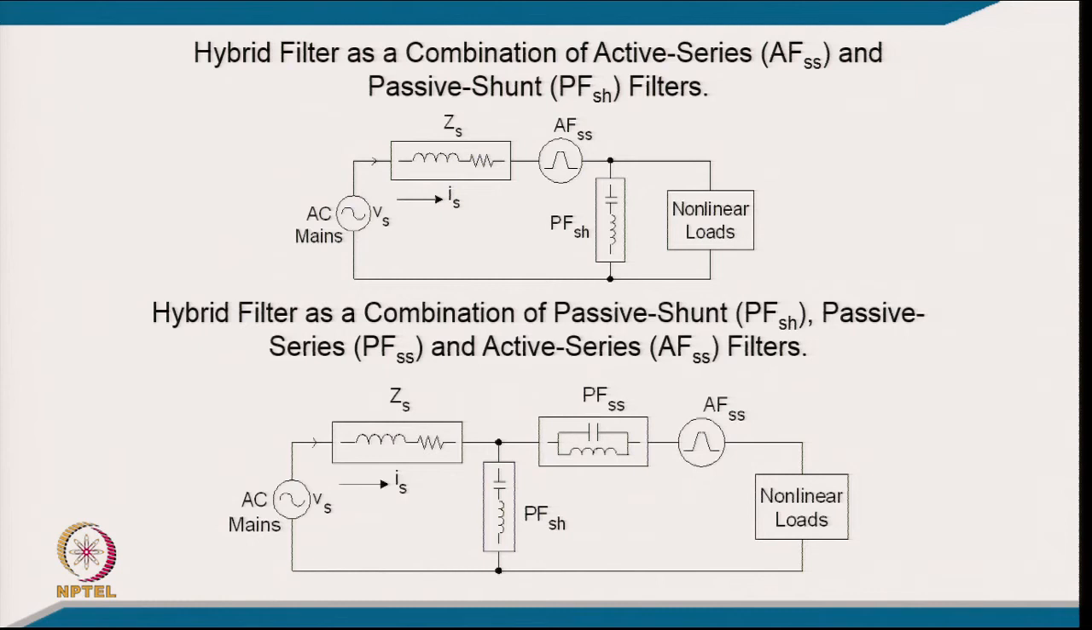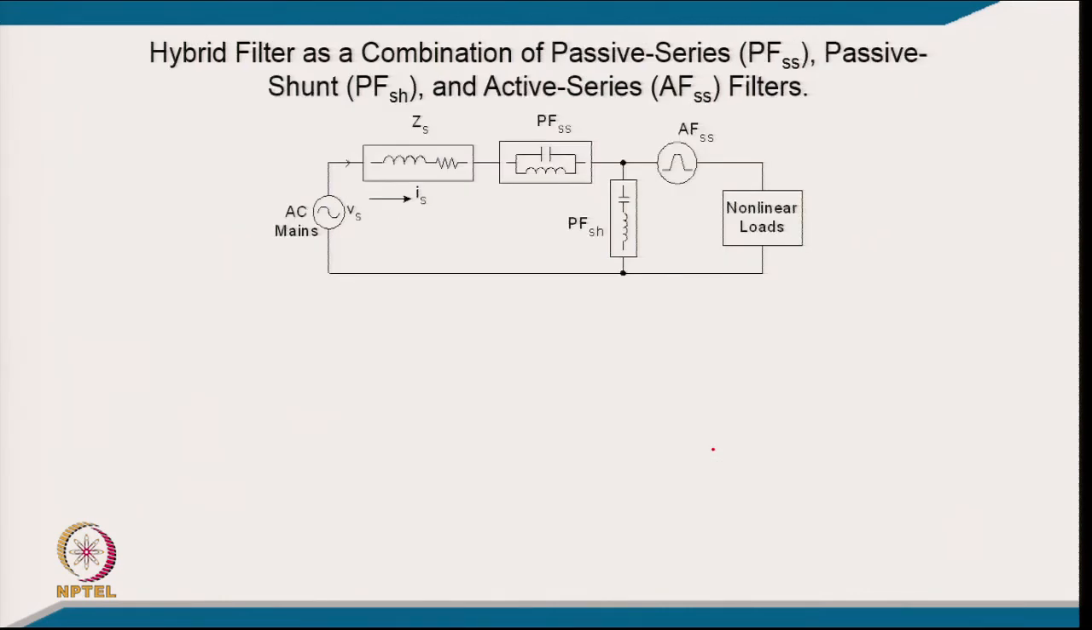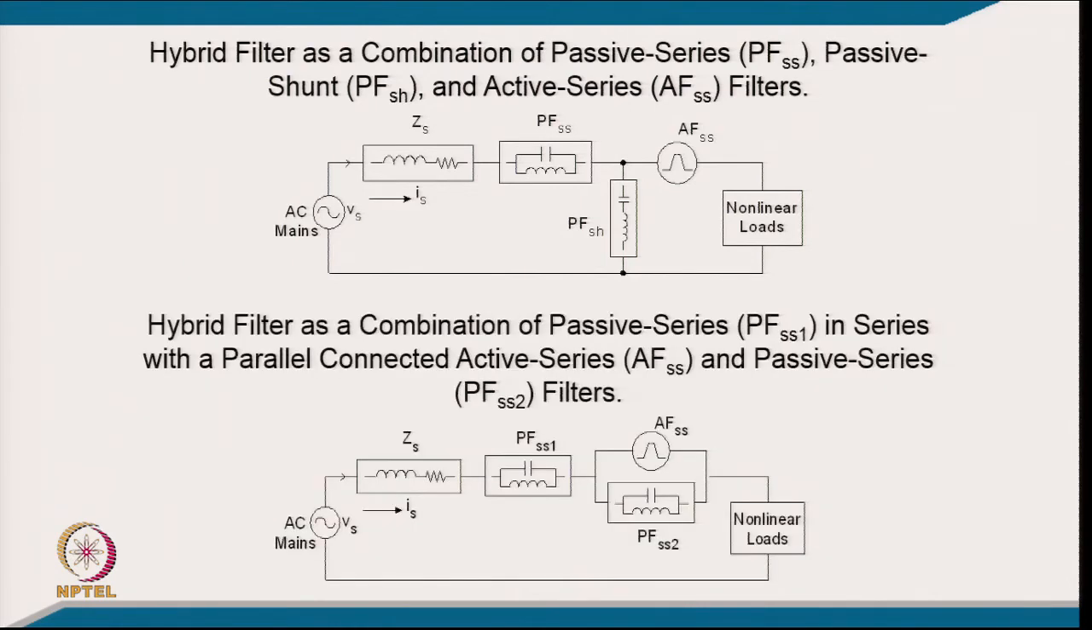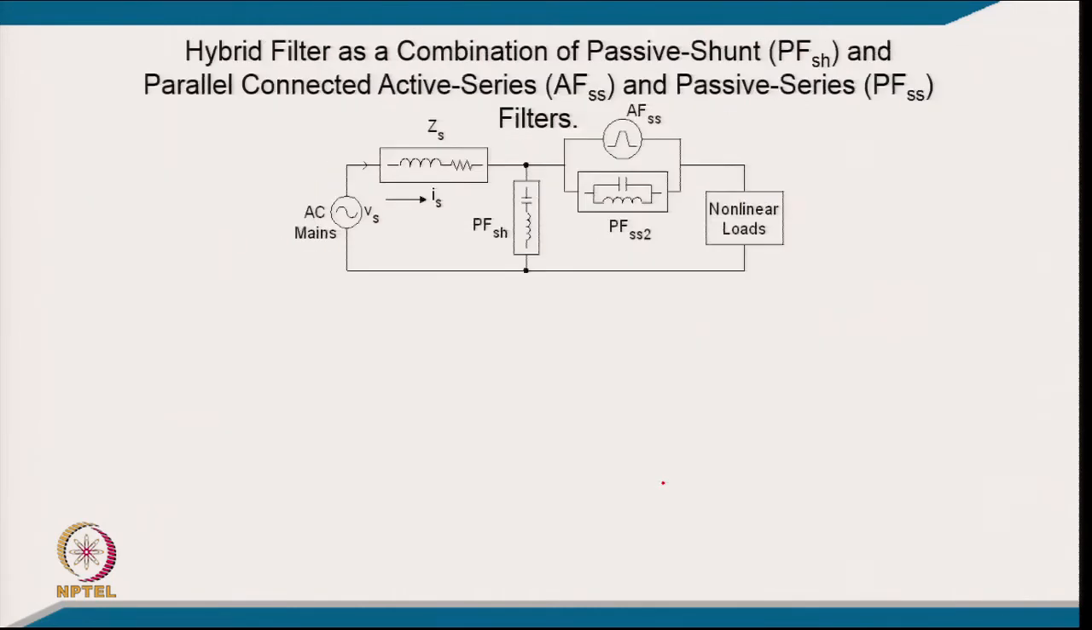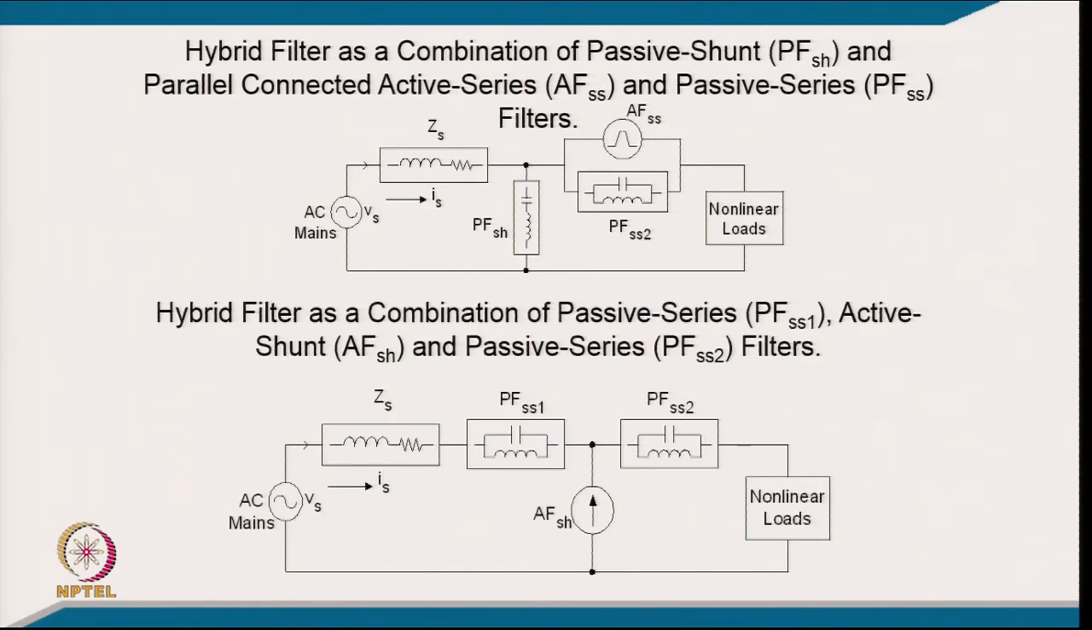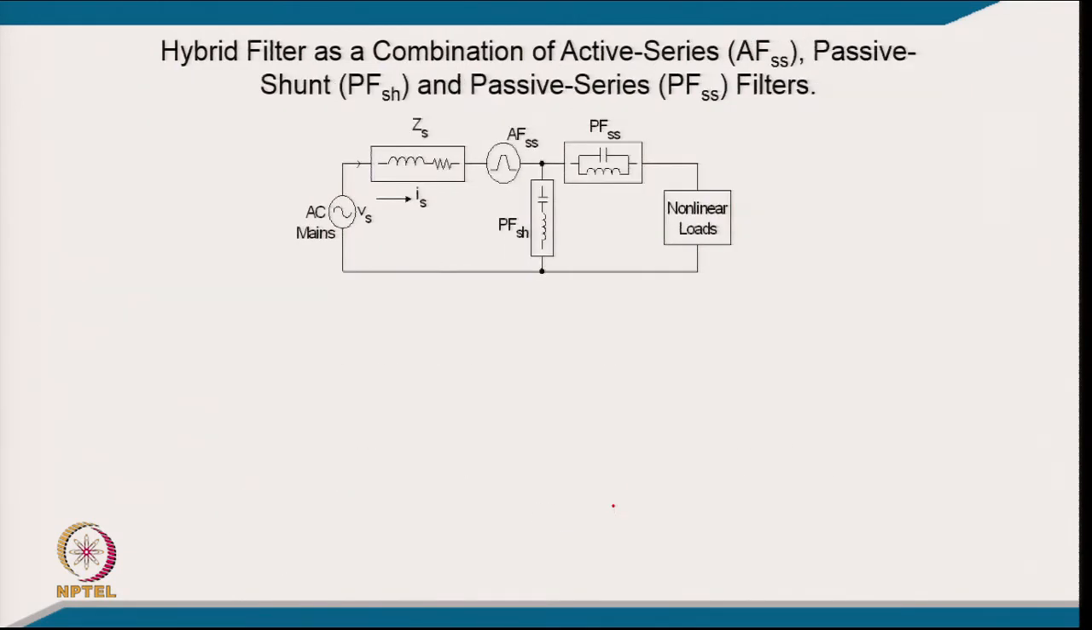Or you can have a passive shunt and in series a small active filter, or you can have the passive and then a small series active filter, or typically a combination of two passive filters in parallel, or a parallel of two passive filters and then a shunt on this side, or two passive and then a shunt, and then both passive and a small active filter to avoid the drawbacks of this.